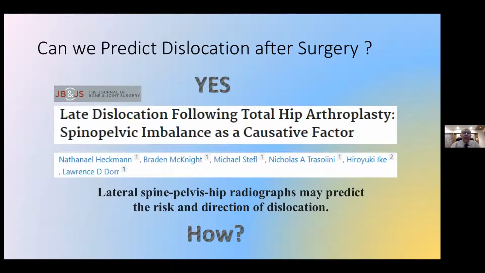Last slides. Can we predict dislocation after surgery? You have taken all the care. You have understood that there is a spine problem, the fixed rigid pelvis. You have taken into consideration the morphology and everything. And after that, you have put your cup and femoral component in such a position that you are happy. But late dislocation following total hip arthroplasty, spinopelvic imbalance is a causative factor. And there's a paper which suggests that you can predict that these THRs are likely to dislocate. So that's a very important point.